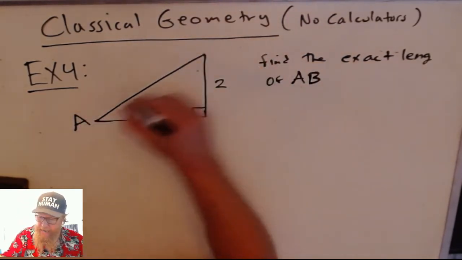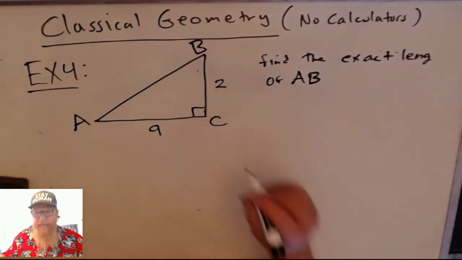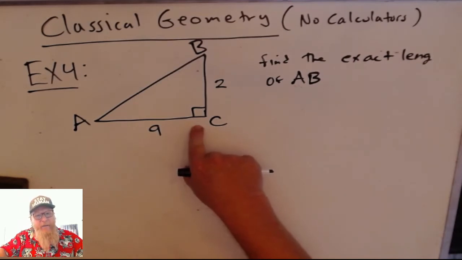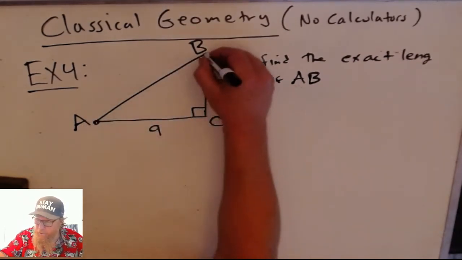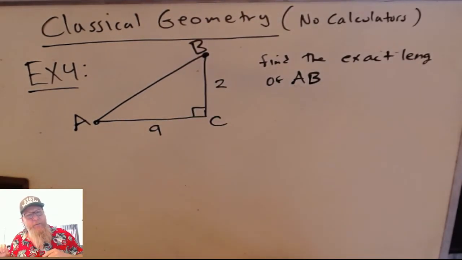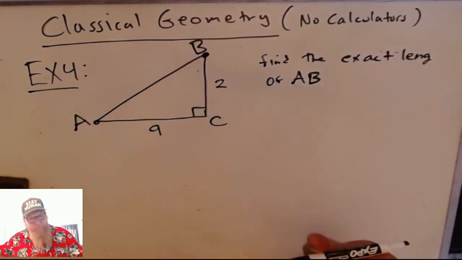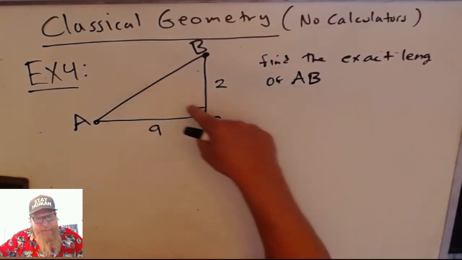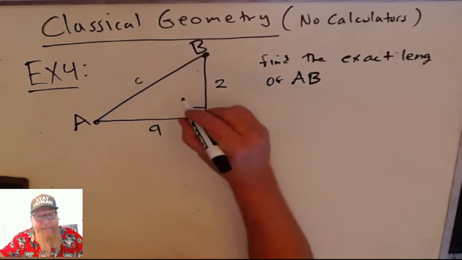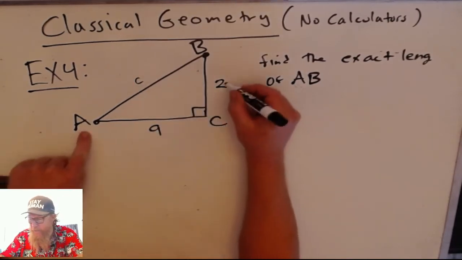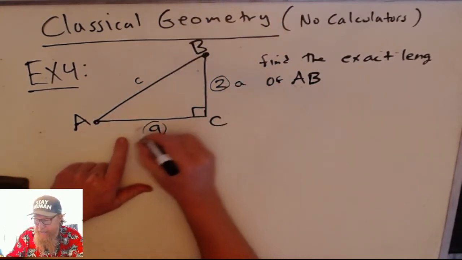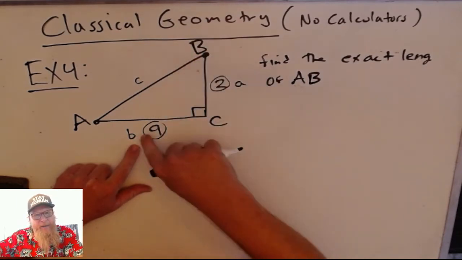So A, B, C. In classical geometry, C is always the right angle. A and B are the vertices or the corners, and they can be interchanged. Right? So AB, or I could go BA, means the same thing. But C must always be the right angle in classical geometry. Easy way to remember that, it's the opposite of the hypotenuse. So this would be lowercase c. Okay. This would be lowercase a, opposite of capital A. And then this would be lowercase b, opposite of capital B.